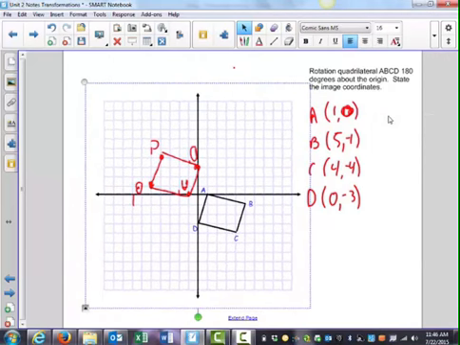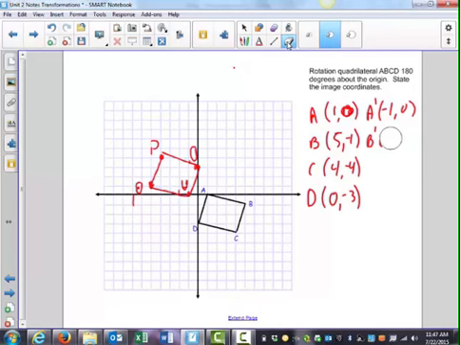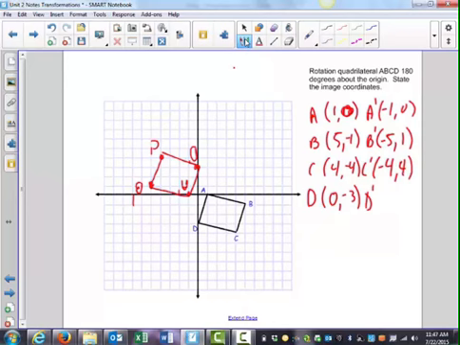And now I state my new coordinates. All right, it's the same process over and over again. Just got to make sure you know which way you turn your paper and how far to turn your paper. So A prime is negative 1, 0. B is 5, excuse me, negative 5, 1. C would be negative 4, positive 4. And D prime would be 0, 3.